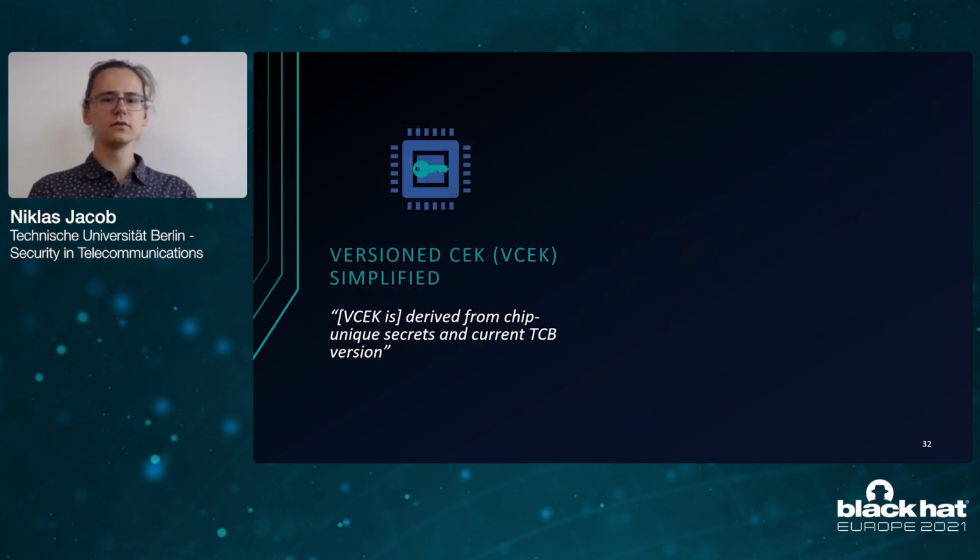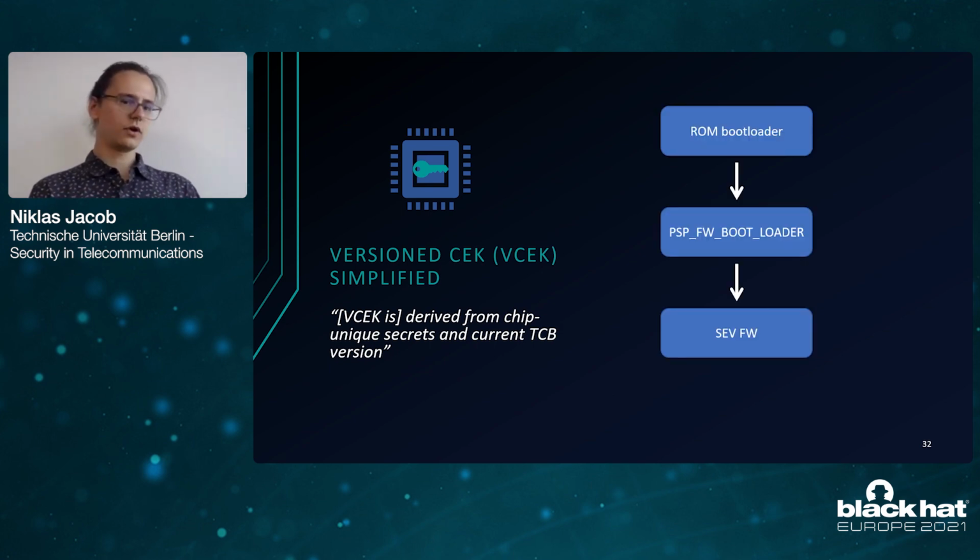To fix this issue, AMD introduced the versioned chip endorsement key, of which we will present a simplified version here. The idea is that we don't have one chip endorsement key that can be leaked, but we have multiple chip endorsement keys tied to the versions of specific firmware components. How does this look? So here we have this hierarchy.